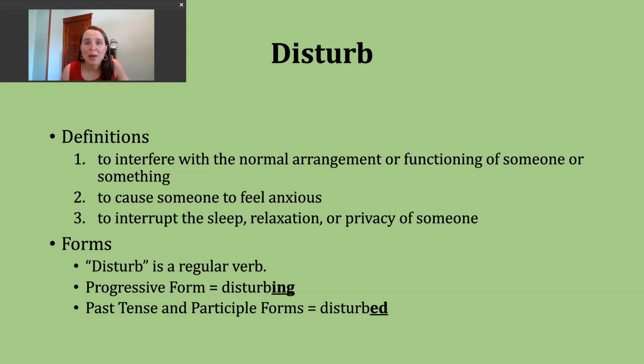Now, a third way you'll hear the verb disturb used is to mean to interrupt the sleep, relaxation, or the privacy of someone. So it's common to hear the phrase disturb your sleep or to disturb someone's sleep. And I've got some examples of this a little bit later in the video.